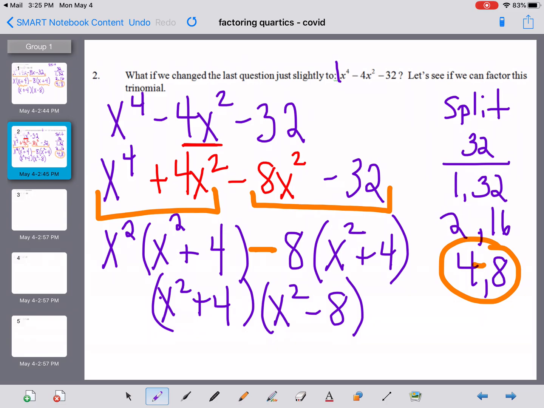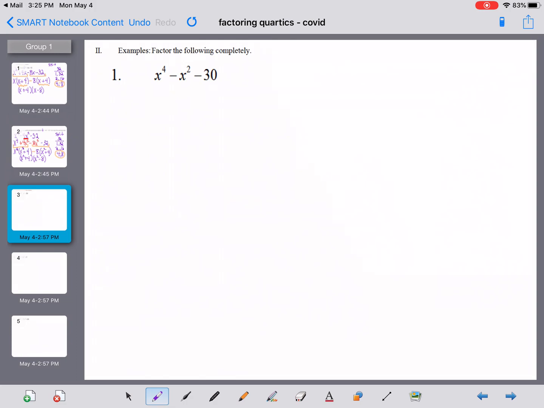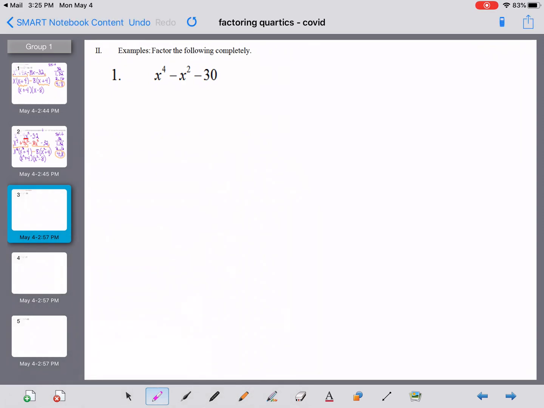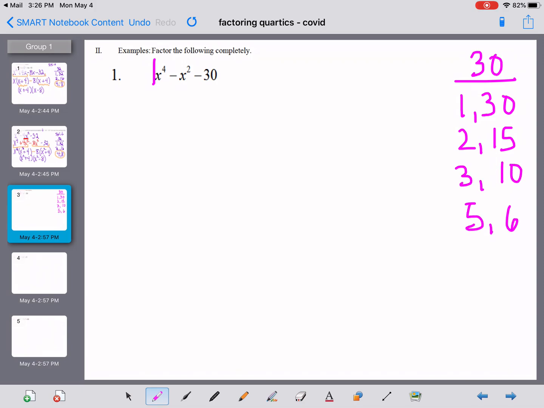So let's take a look now. Now that we've seen one, let's try to factor x to the 4th minus x squared minus 30. So we're going to split the middle. 1 times 30 is 30. So it's 1 and 30, 2 and 15, 3 and 10, and 5 and 6. And we're looking for what's going to combine to be 1, the coefficient on the x squared. And we know the only way we're going to get 1 is here. In fact, it's going to be negative 1. It has to be 5 minus 6.